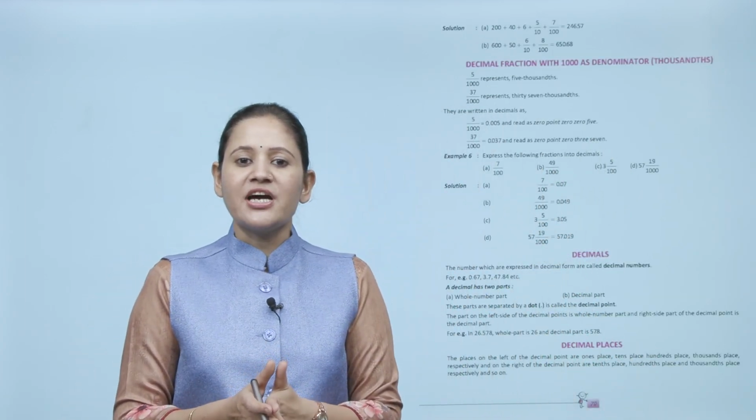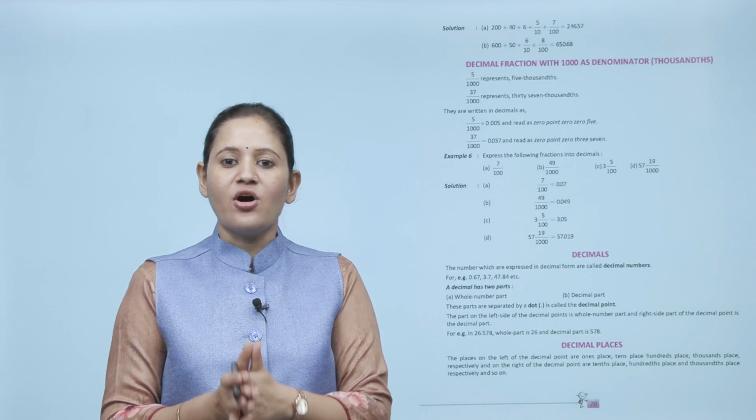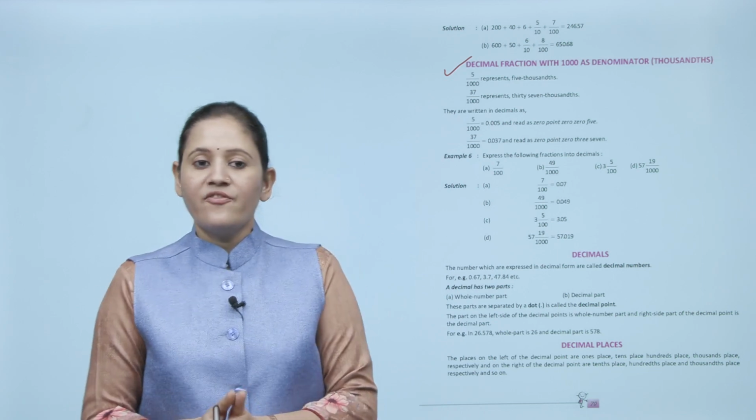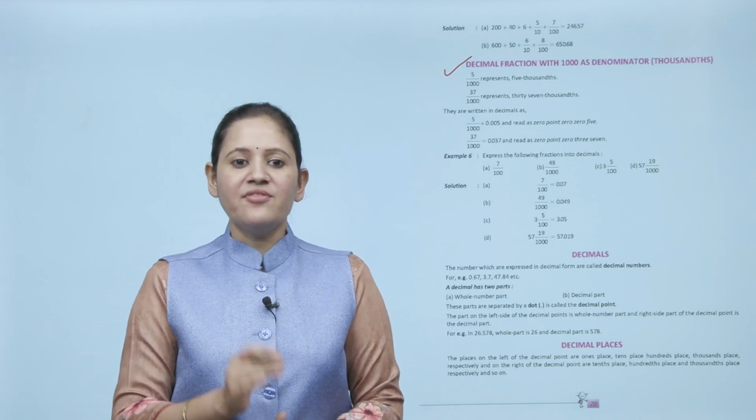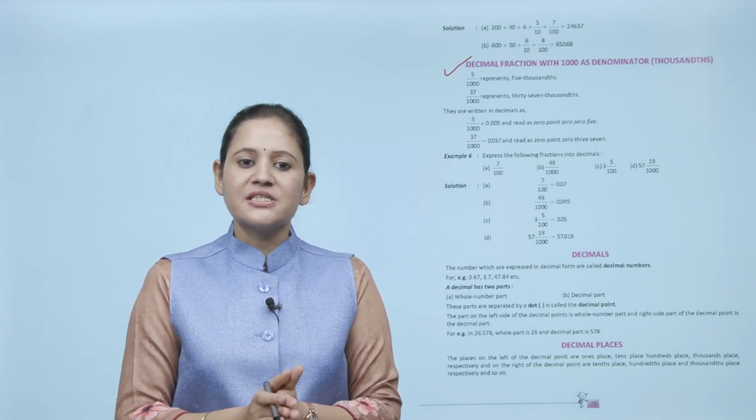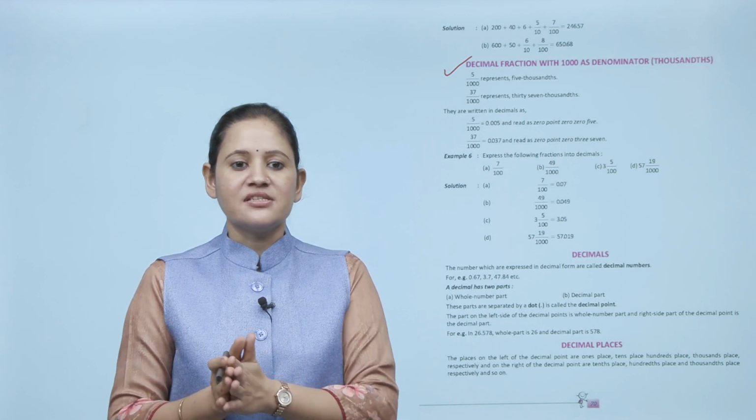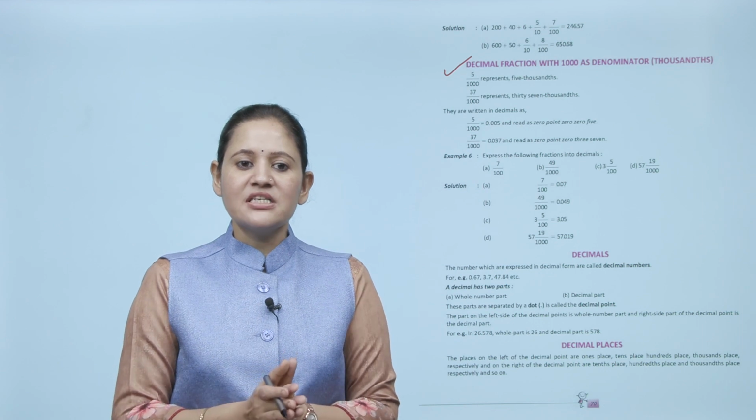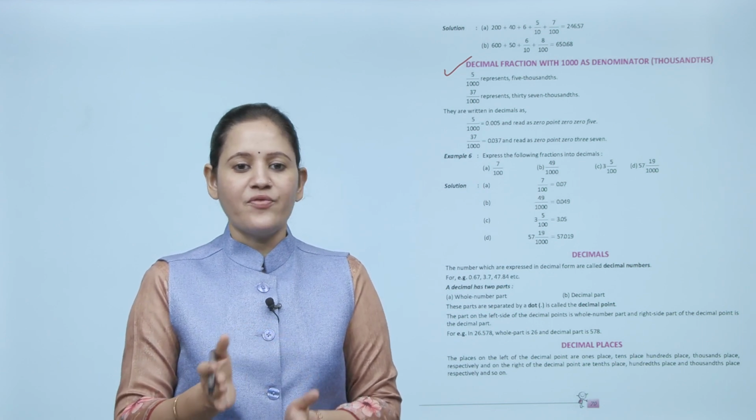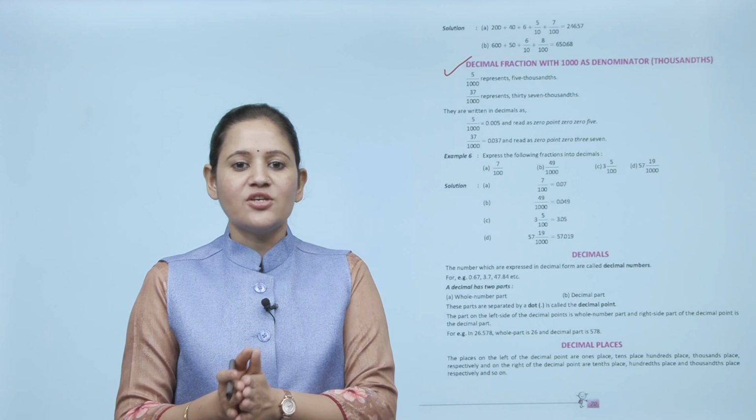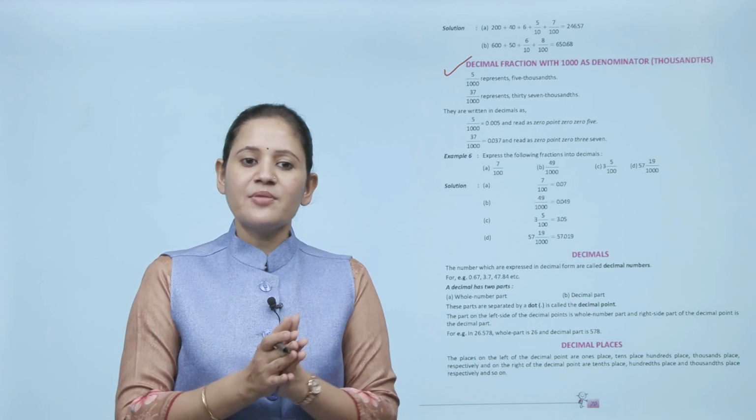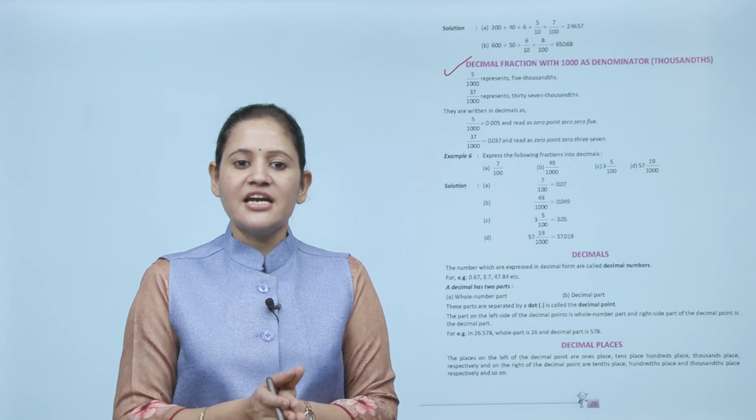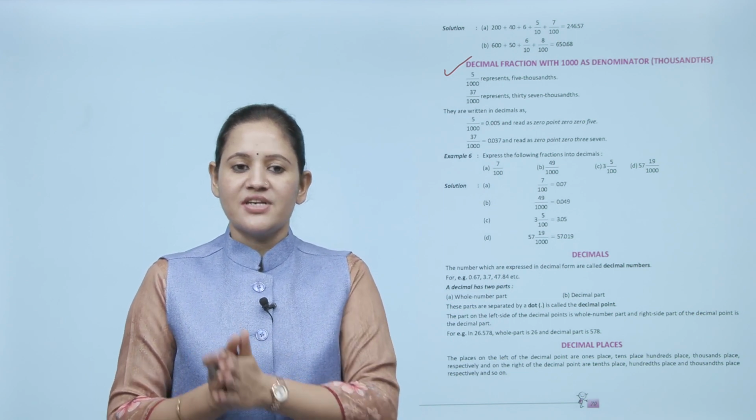Next, decimal fraction with 1000 as denominator, or thousandths. 5 upon 1000 represents 5 thousandths. 37 upon 1000 represents 37 thousandths. They are written in decimal as 5 upon 1000 equals 0.005 and read as 0.005. 37 upon 1000 equals 0.037 and read as 0.037.